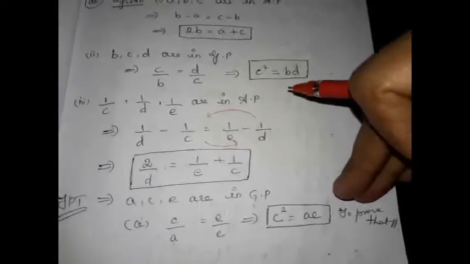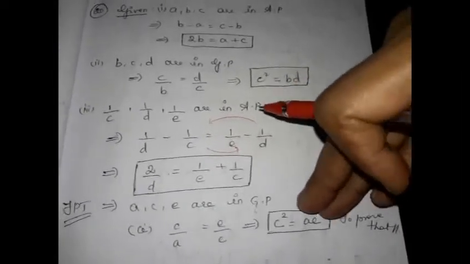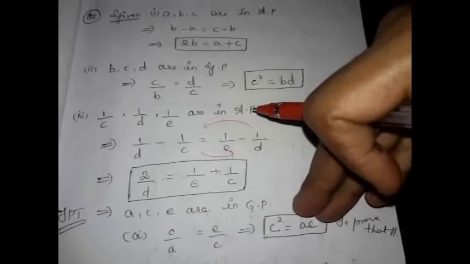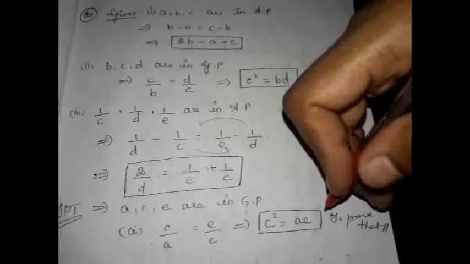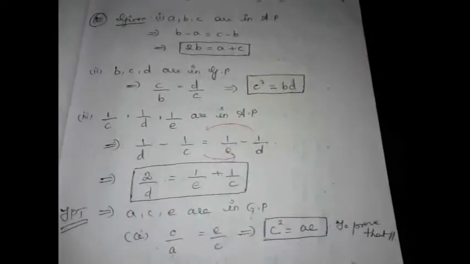Why are we eliminating D and B? Because the thing we need to prove involves only A, C, E. That's why. Right? So if you simplify the last equation, you will arrive at this relation. Hope you understood. You can do it. If you have doubts, you can ask me. Let us move on to the next question now.